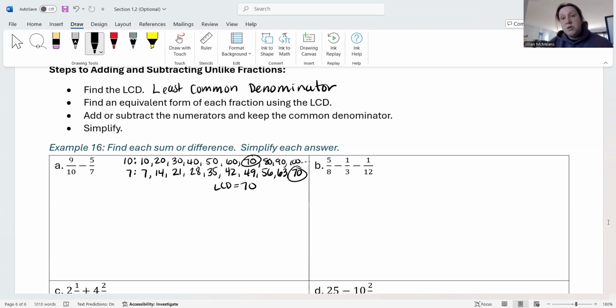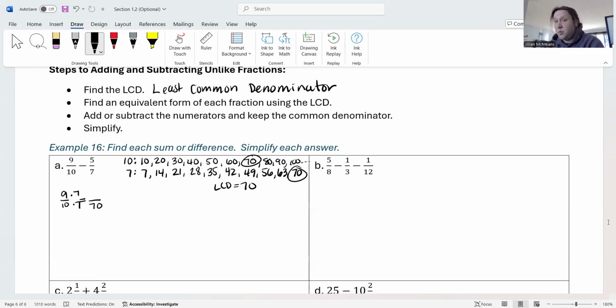All right. So step 2 of this process is to find equivalent forms of each fraction. Okay. So I'm going to show all the steps for this worksheet. In the future, sometimes we'll sort of condense steps or do things in a shorter way, but I want you to fully understand this. So we have 9/10. I want to rewrite that with 70 as the denominator. So what would I multiply 10 by to get 70? Well, I'd multiply by 7. And if I multiply the bottom by 7, I have to multiply the top by 7.